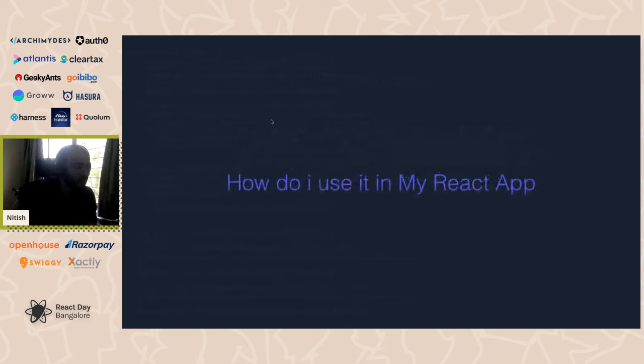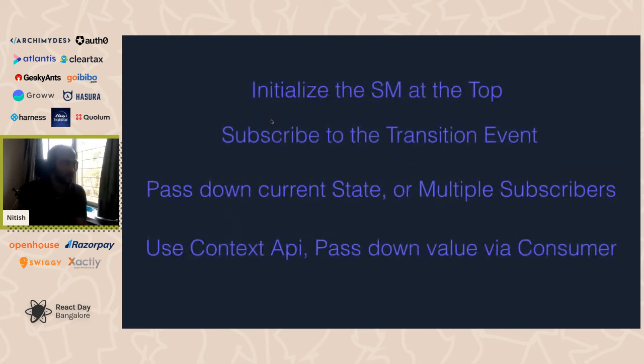The first thing after this is how do I use this in the React app? You've mentioned what a state machine is and how to implement it, so how do I use it here? Because we decoupled the state transition from React state, you initialize it at the top. Then you have a component subscribing to transition events, and you pass down the current state as a prop, or you have multiple components subscribing to the same state machine, or you can have a context API which passes down the value via a consumer. Either of these approaches works fine, depending on your use case.